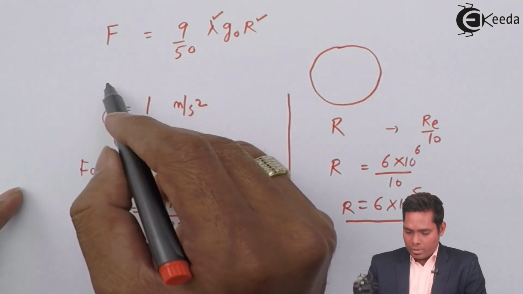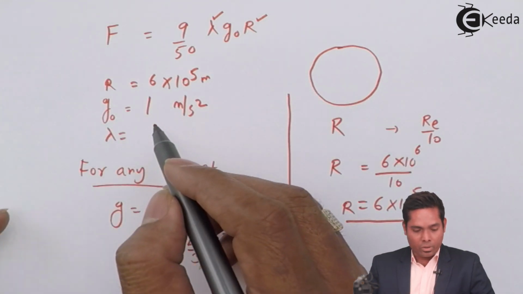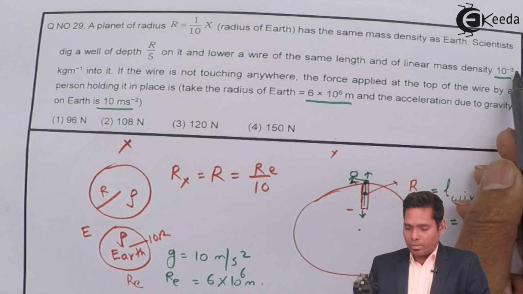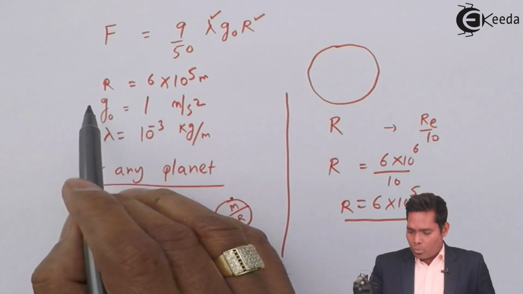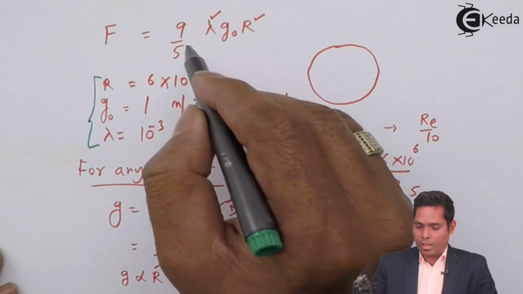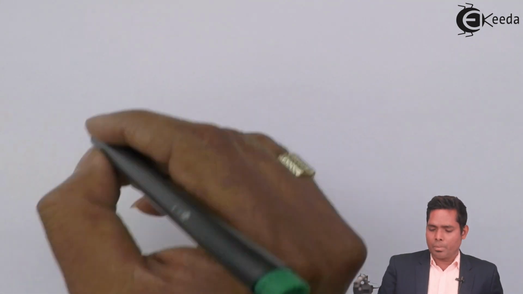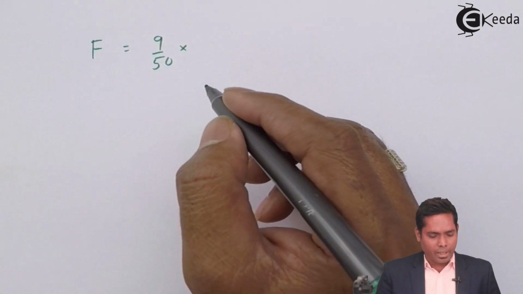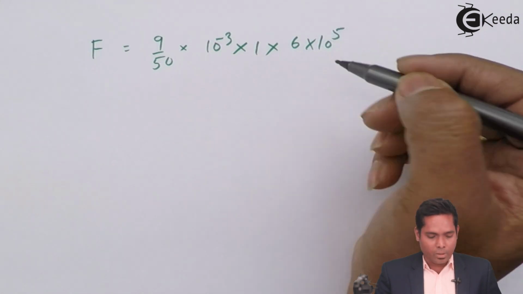R I have got 6 into 10 raised to 5 meter, and lambda I got as given in the question. This lambda is nothing but 10 raised to minus 3, so this is 10 raised to minus 3 kilogram per meter. I have to only substitute these values over here to get the value of force applied on the top of the wire suspended extending to the distance R by 2 on the planet X. The force applied on the top will be 9 over 50, and putting all this data, I'm just writing it. Lambda is 10 raised to minus 3, G naught is 1, and R is 6 into 10 raised to 5. This is the value I have to put.